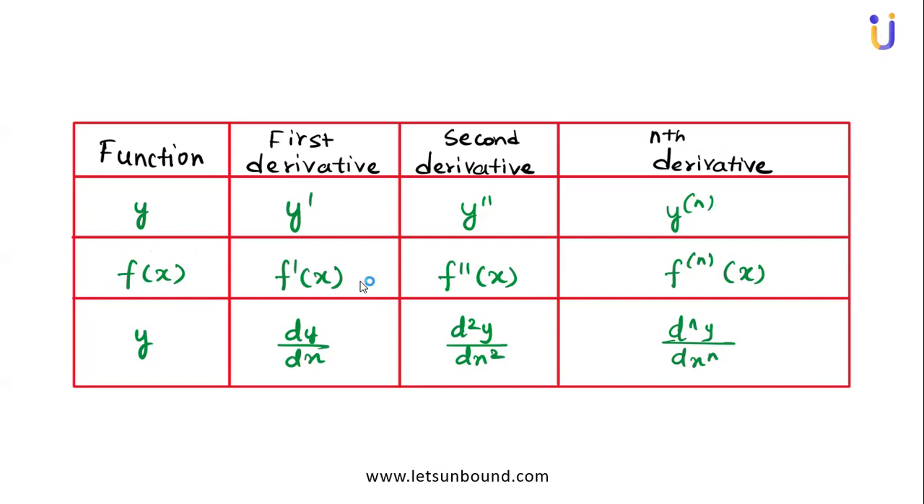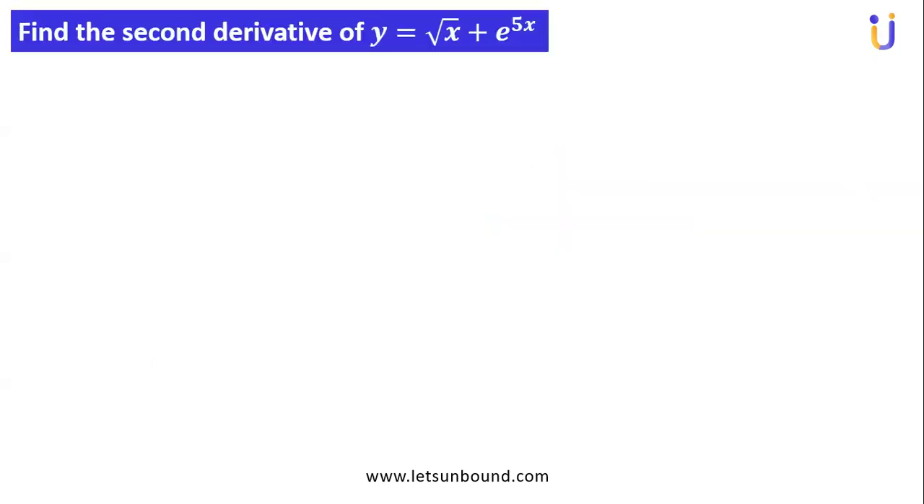And for f of x, it's f dash, f double dash, f nth derivative of x. For y, we are using this also, dy by dx, d square y by dx square. You notice one thing, it's not dy by dx the whole square. d square y by dx square, d^n y by dx^n, right? And this second derivative is very simple. You know the first derivative, right?